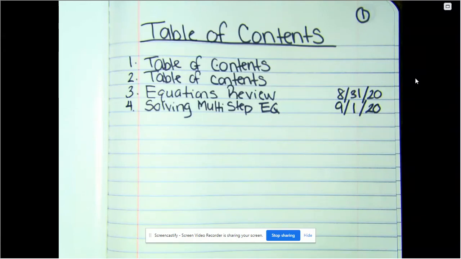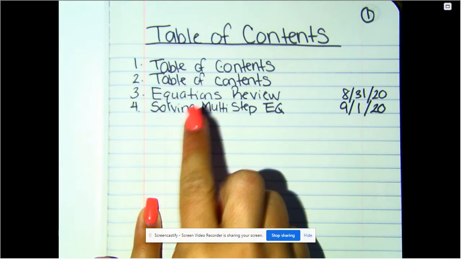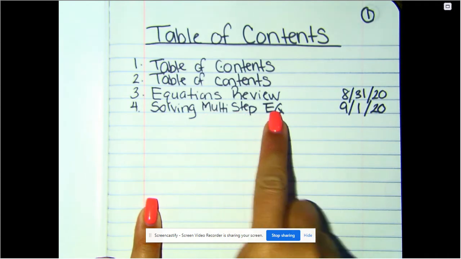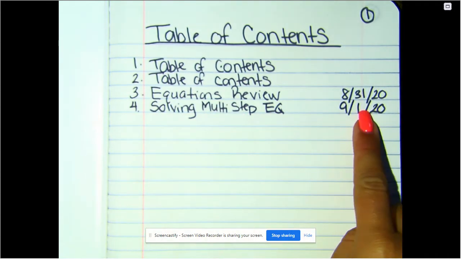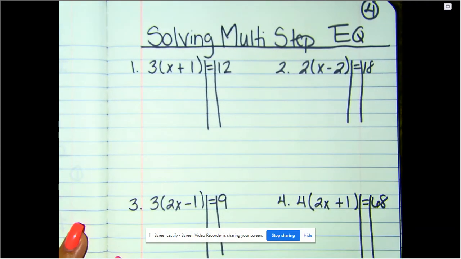Hey, in this video, we are going to be walking through our Math 1 notebook. Solving multi-step equations is what we are doing today. Please make sure that your table of contents is looking like mine with solving multi-step equations written as number 4 with today's date. We are then going to turn to page number 4 and begin solving our multi-step equation examples.